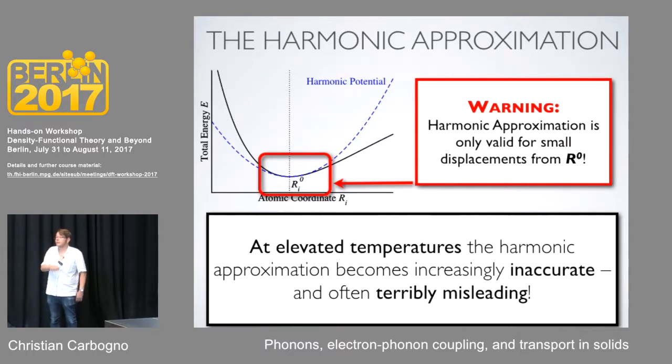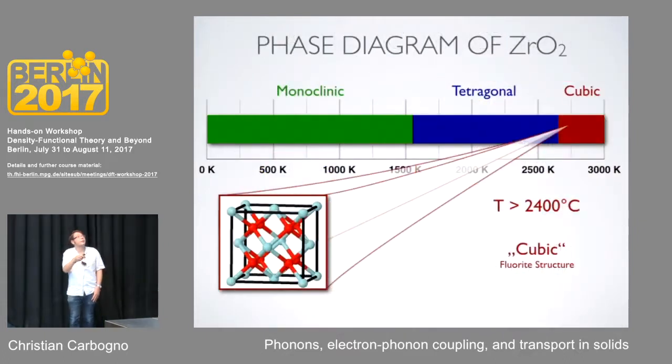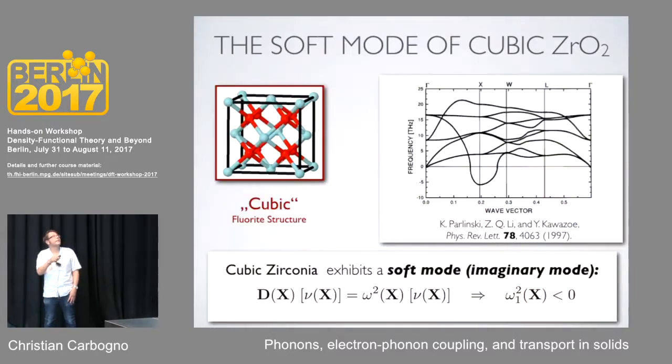I've told you before, the harmonic approximation is only valid at low temperature, and it can become inaccurate and terribly misleading if you go to higher temperatures. If you would like to do the same kind of approach for the tetragonal and cubic transition, for instance, where we're already at temperatures above 2400 degrees Celsius, then you end up in very big problems. You see that the frequencies become negative. This indicates that you are actually not in a stable geometry anymore.